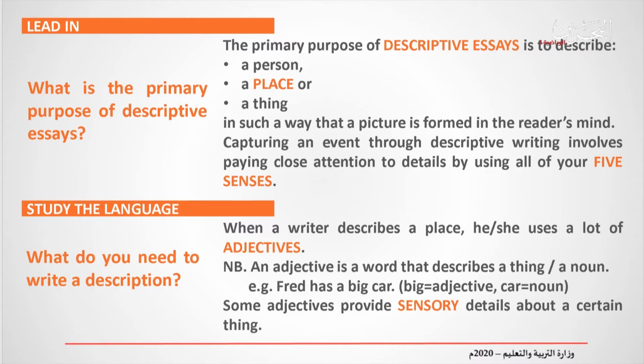Let's see this example together. Fred has a big car. Where is the noun here? The noun is car. Okay, what is the adjective? The adjective is big. It adds size to the car, so it's describing it. Some adjectives provide sensory details about a certain thing.